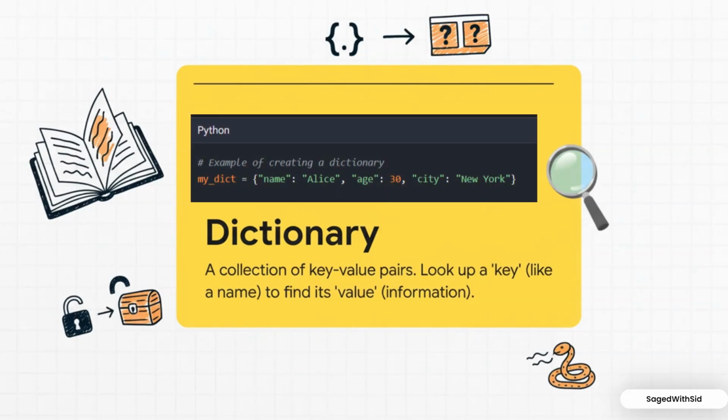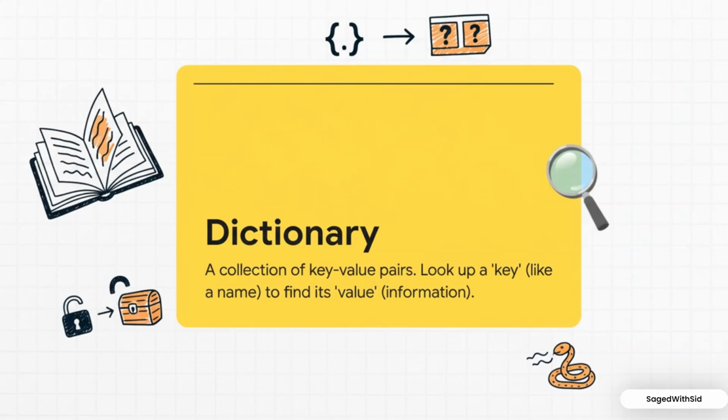Okay, dictionaries are one of my favorites. They are so useful. The whole idea is that you store information in pairs, a key and a value. It works exactly like a real-world dictionary. You have a word, that's the key, and you look it up to find its definition. That's the value. It's all about quick lookups.